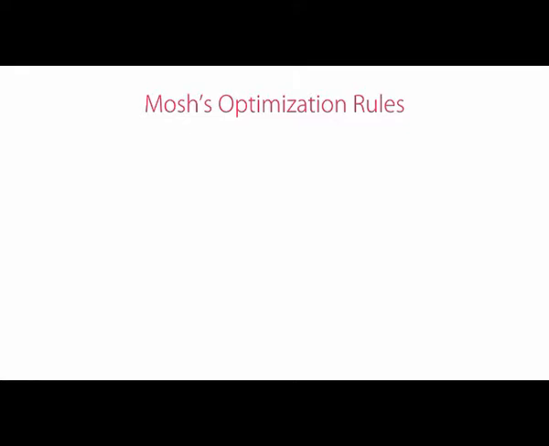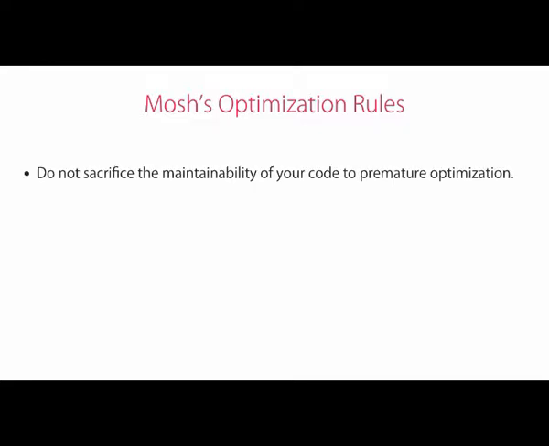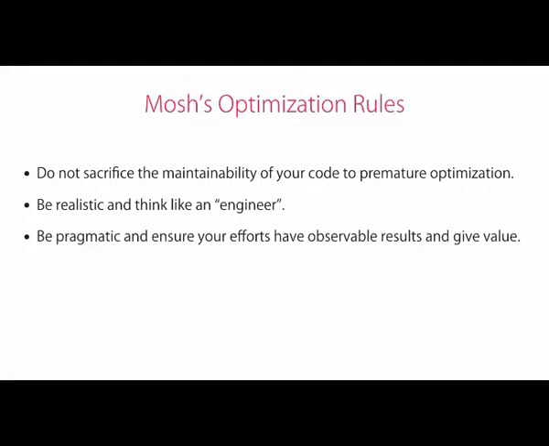So before teaching you a few techniques to optimize the performance of your applications, here are a few rules of thumb I want you to accept. First, do not sacrifice the maintainability of your code for premature optimization. Second, be realistic and think like an engineer, not a computer. And third, be pragmatic and ensure that your efforts in performance optimization have observable results and give value to the users and the business. If not, you're wasting your time and your employer's money. Okay, from the next lecture throughout the rest of this section, I'm going to touch on various elements in each of these tiers, starting from the data tier.